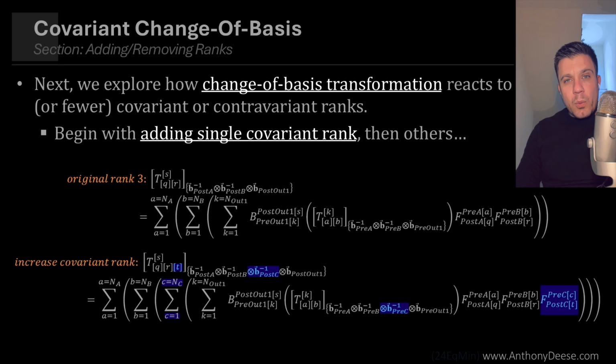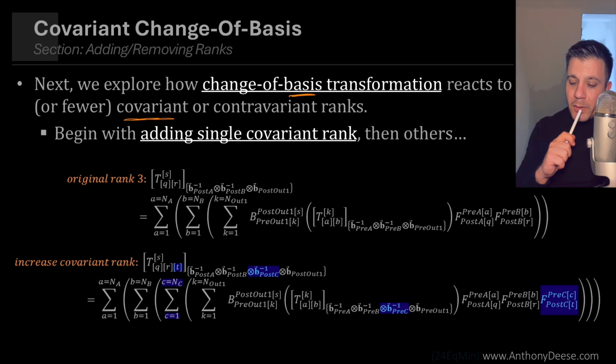But one of the primary reasons why someone uses tensors is because they're trying to represent a system where change of basis or covariant change of basis will come into play. Whether that's because we need to account for change in perspective of the observer, or whether that's because we're using some sort of transformation in order to make the math easier. So let's take a look at this very important characteristic. How does the change of basis transformation change or react to additional or fewer covariant or contravariant ranks? So we begin by adding a single covariant rank, and then we'll look at the other.